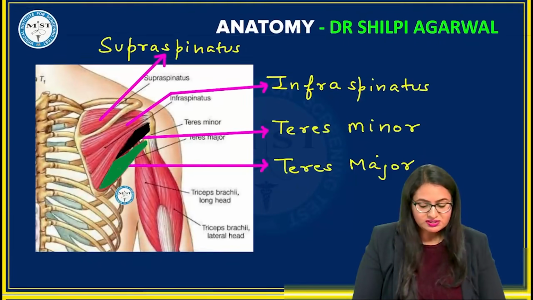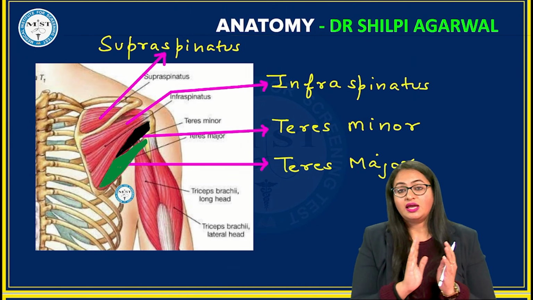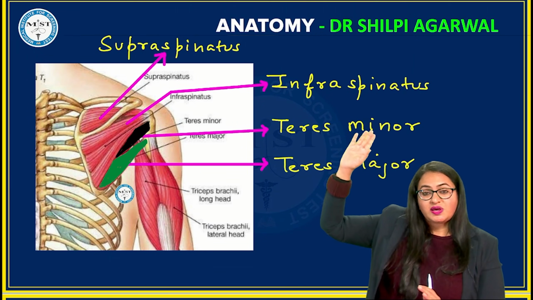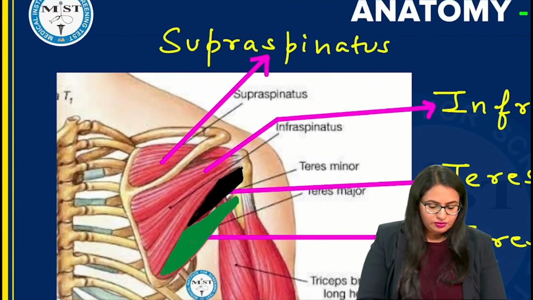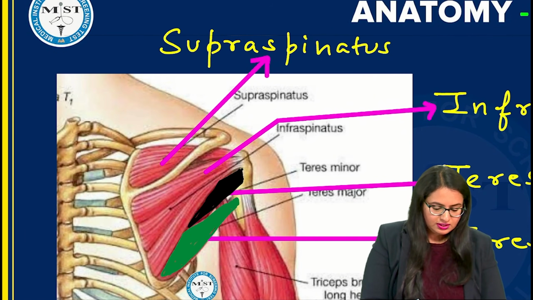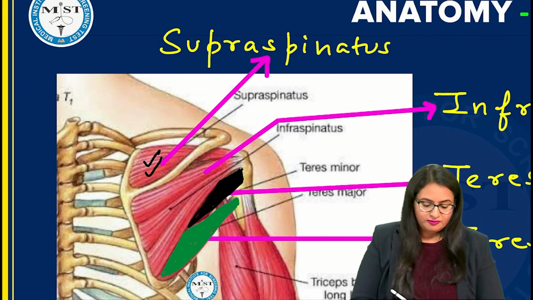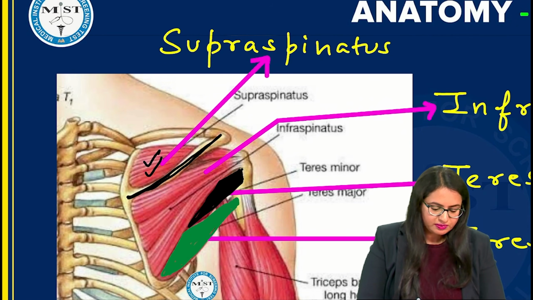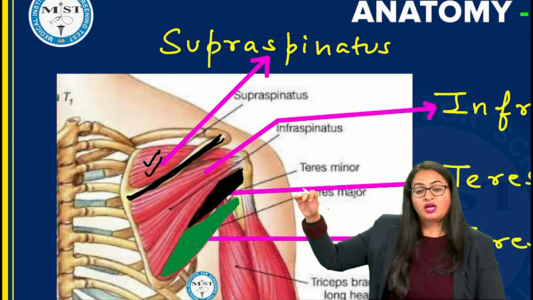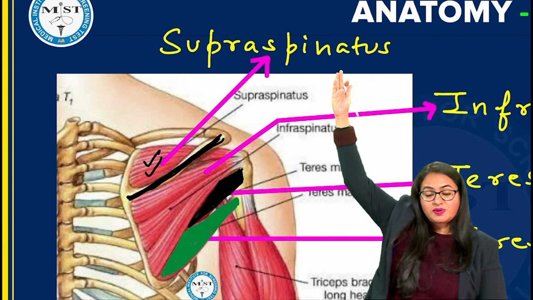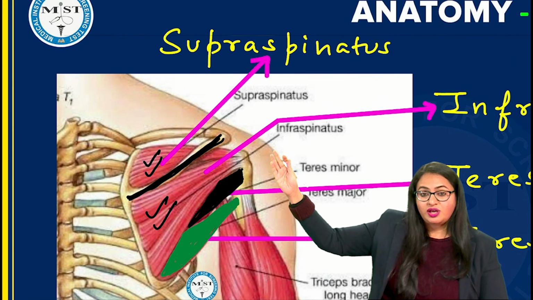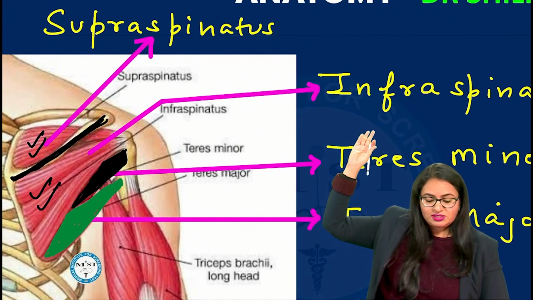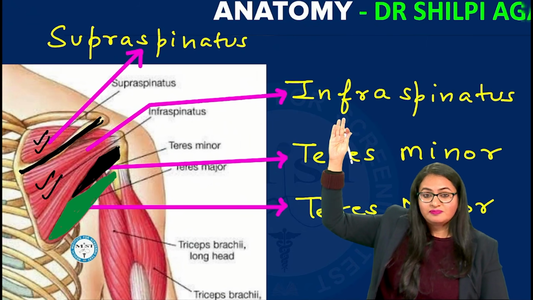Another group of very important muscles is around the scapula: supraspinatus, infraspinatus, teres minor, teres major. And we very well know, the muscle present above the spine of scapula, right? This is the spine of scapula. Above the spine of scapula, you have supraspinatus. Below the spine of scapula, which muscle do you have? Yes, you have the infraspinatus muscle.